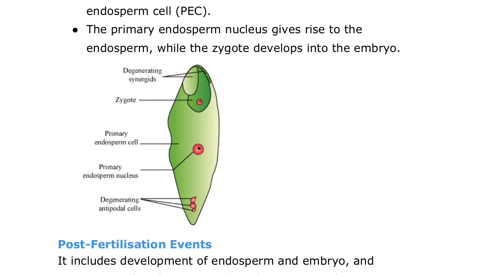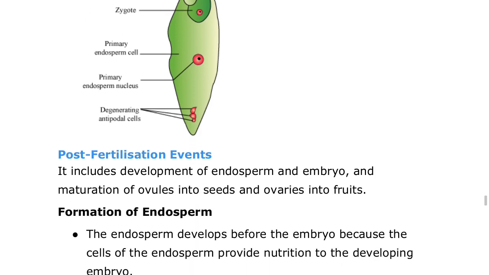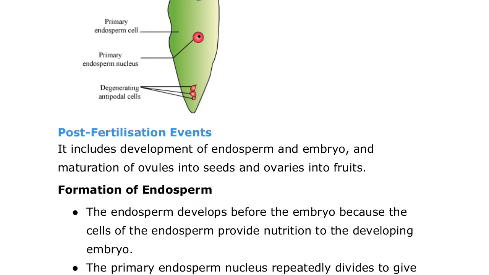See the embryo sac, which consists of 8 nuclei. Now see the post-fertilization events. It includes development of endosperm and embryo and maturation of ovules into seeds and ovaries into fruits.